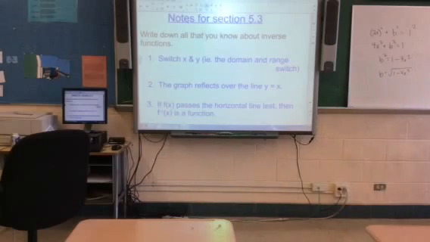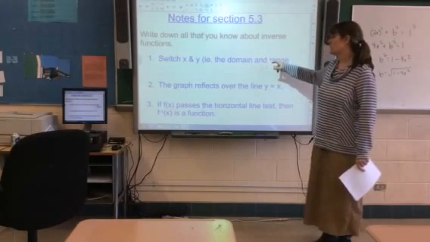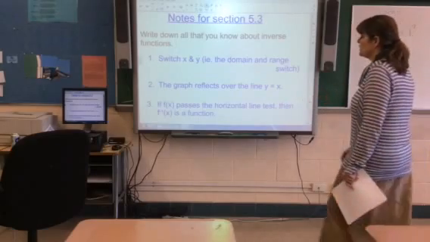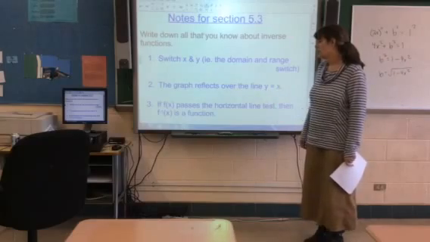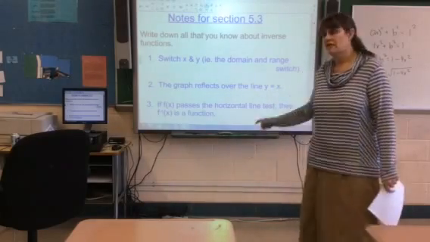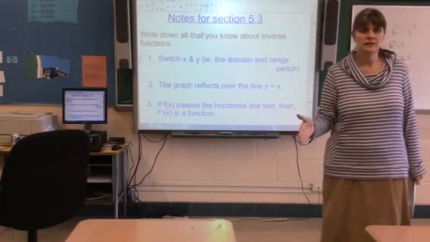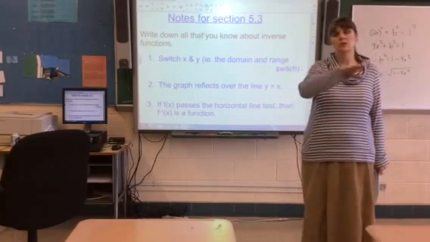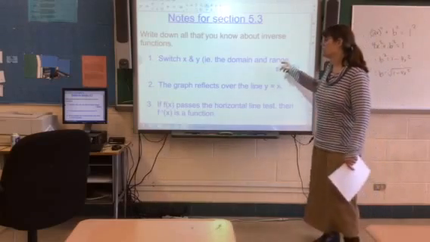So we wanted to start with, what are all the things we know about the inverse functions? We know one, we switch x and y, which means we are really switching the domain and range. We know that the graph is going to reflect over the line y equals x. And we know that if we have our function, the vertical line test tells me that that's a function. But if we use the horizontal line test, and it passes through only once, then that means the inverse is a function. We could look at a couple examples.